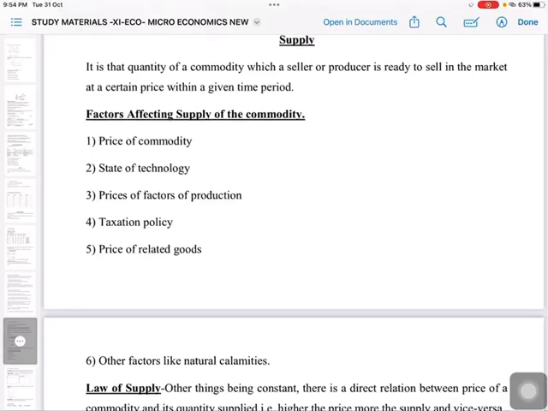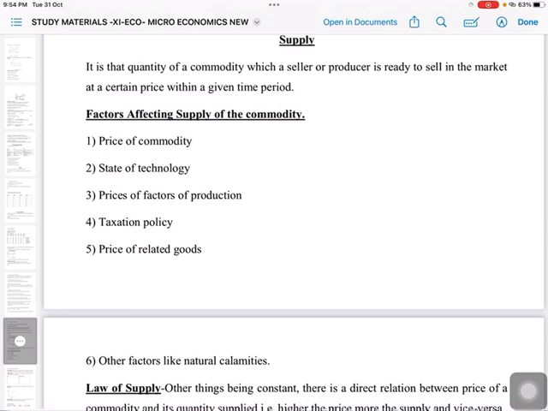Today we will be studying one chapter of microeconomics, that is supply. So let us first understand what is the meaning of supply. Supply means it is the part of stock or total production of a commodity which is brought to the market for selling at a certain price within a given time period.